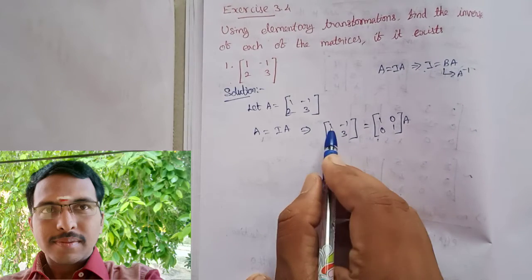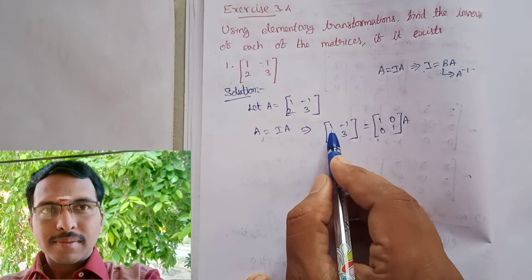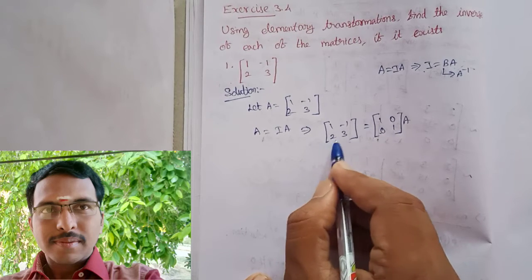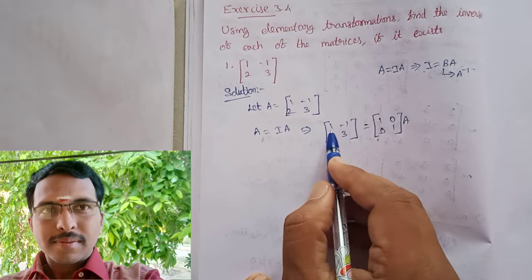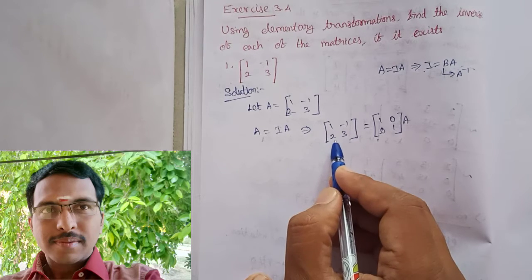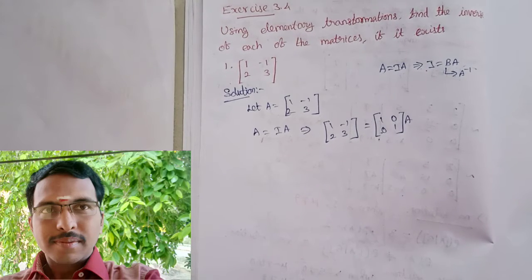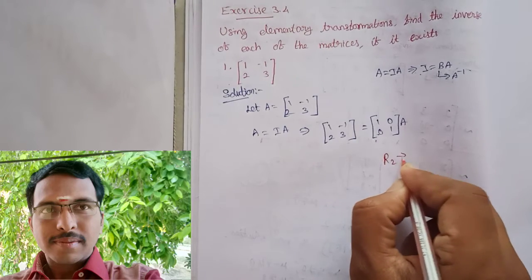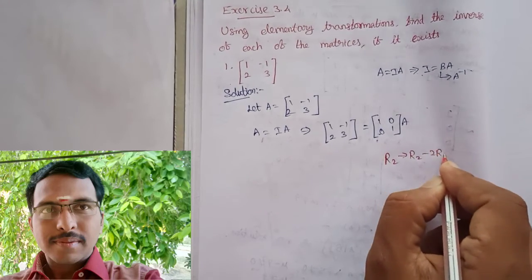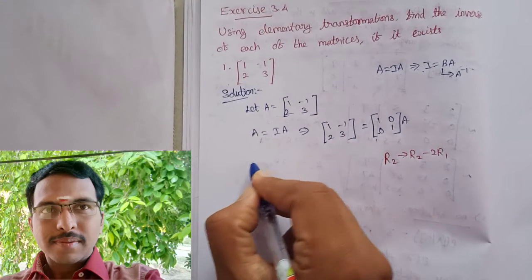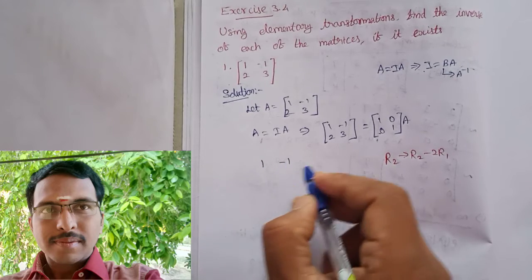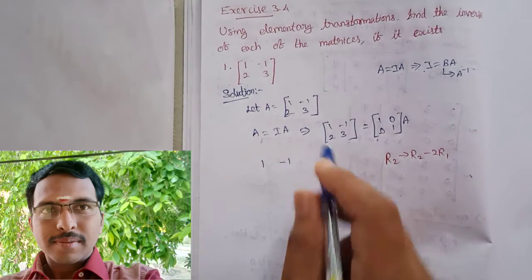So what is the identity matrix? 1, 0, 0, 1. Here the 1 is already there, so you can leave it. And here you can see 2, but we convert it to 0. To get 0, multiply row 1 by 2 and subtract it from row 2. Then you can apply the format: R2 implies R2 minus 2 R1. There is no change in row 1, 1 minus 1.